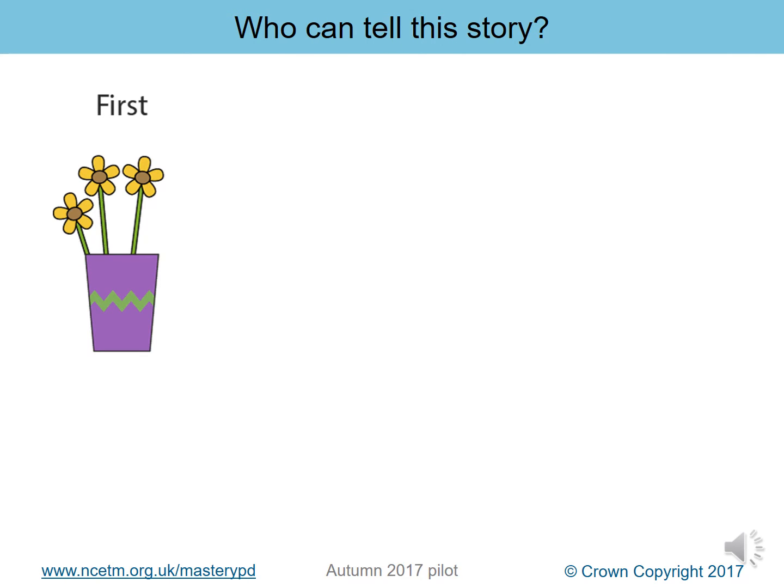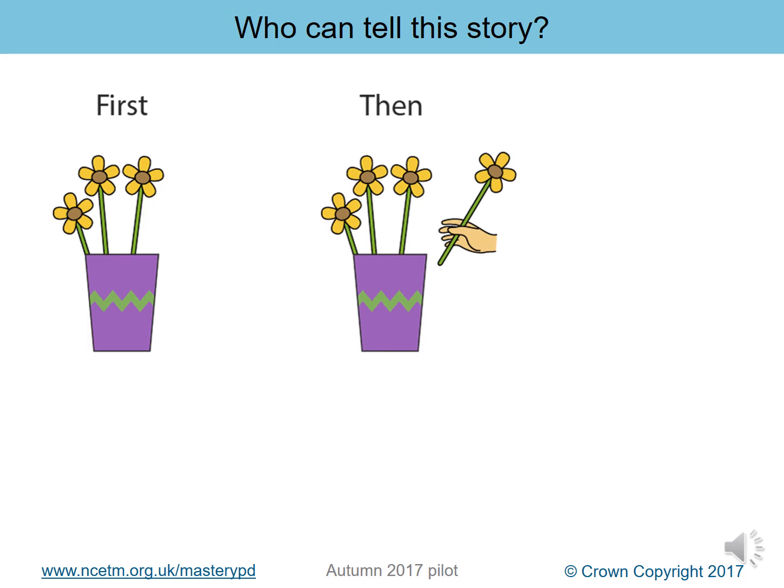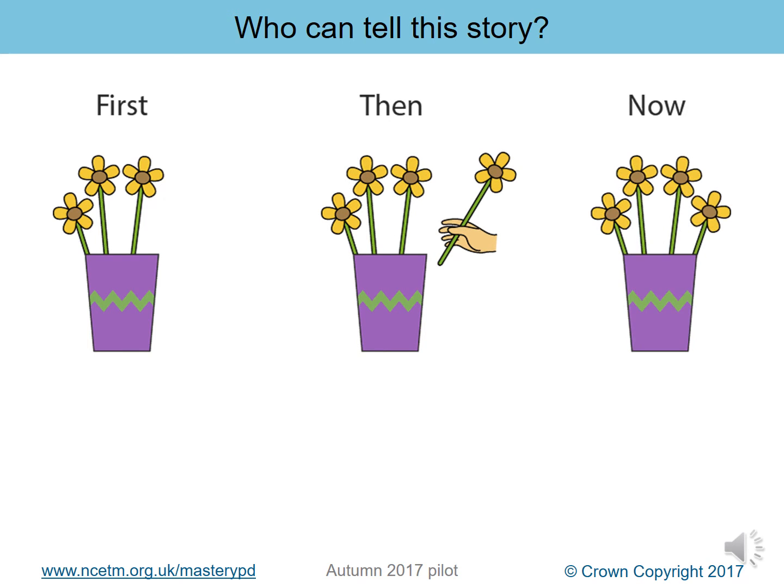You've got really good at telling these stories, and you've even created some of your own, which are fantastic. It was lovely to see those. So you might be able to tell this story with me. Here we have 3 flowers. So first we have 3 flowers. Then I added 1 more. Now that gives us 4 flowers.